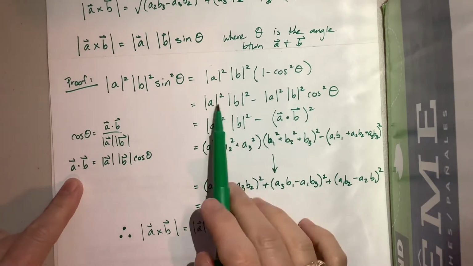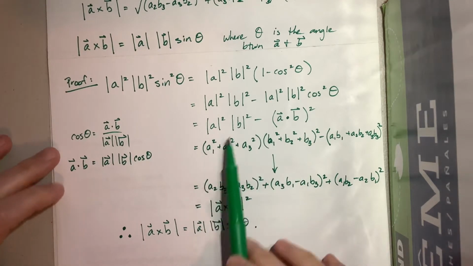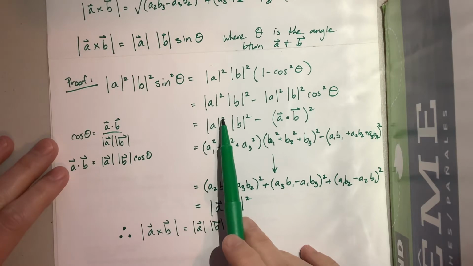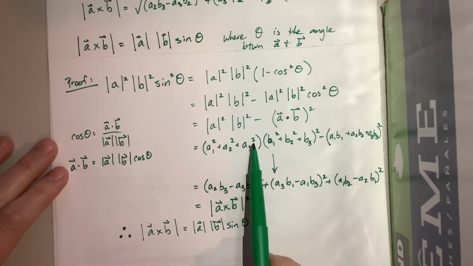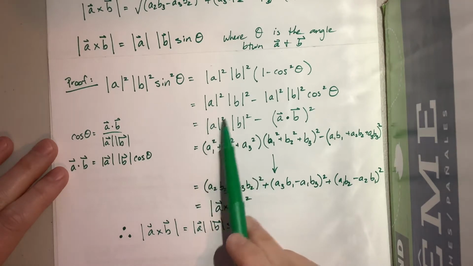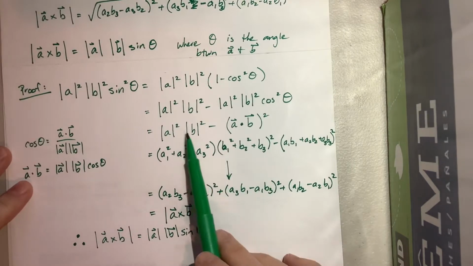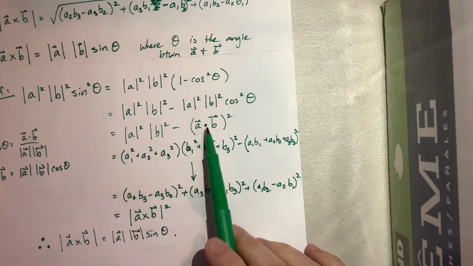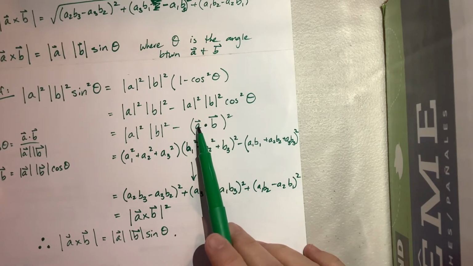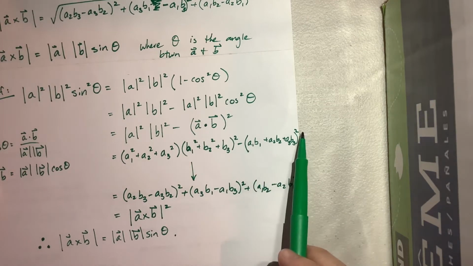So, so far, I think you're on board. The magic happens a little bit later. Okay, so the magnitude of A squared would just be A1 squared plus A2 squared plus A3 squared. We would normally take the square root, but we're squaring it here, so that square root is gone. B behaves in a similar way. And then when I have the dot product, it's A1 times B1 plus A2 times B2 plus A3 times B3. That's the dot product, and then I need to square it.